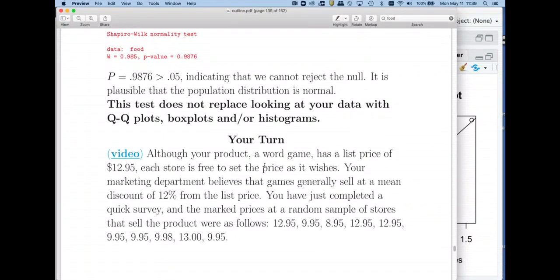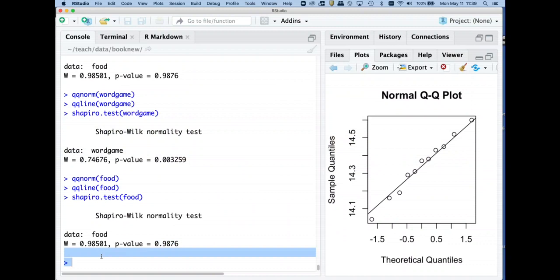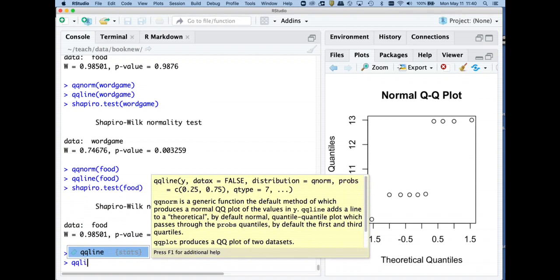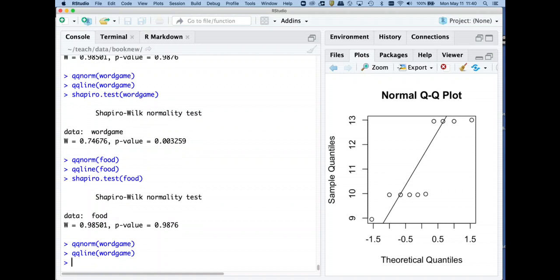This word game problem was actually a problem I gave you for your homework in the confidence interval homework. But let's go look at the normality of this. Let's make ourselves a QQ plot. qqnorm word game. And the sample sizes in both of these examples are very small, so we need to worry about normality. When we look at the QQ plot, it shows nothing resembling a normal distribution. If I go add the line, we don't even need to add the line. qqline word game. Of course, it doesn't follow the line at all.